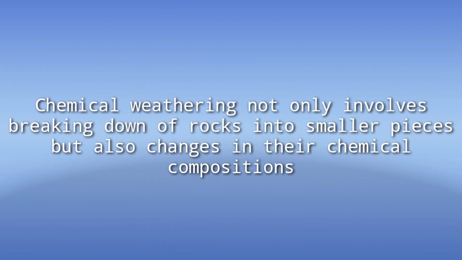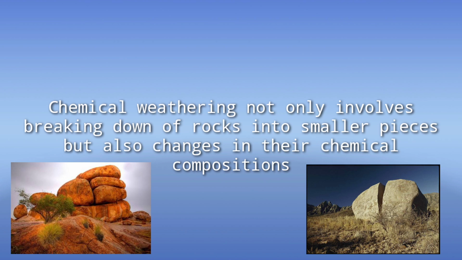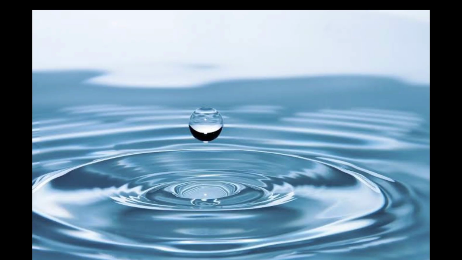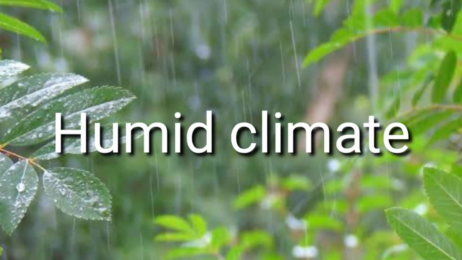Chemical weathering not only involves breaking down of rocks into smaller pieces, but also changes in their chemical compositions. Since most of the chemical changes take place in the presence of water, this type of weathering is very common in humid climate.